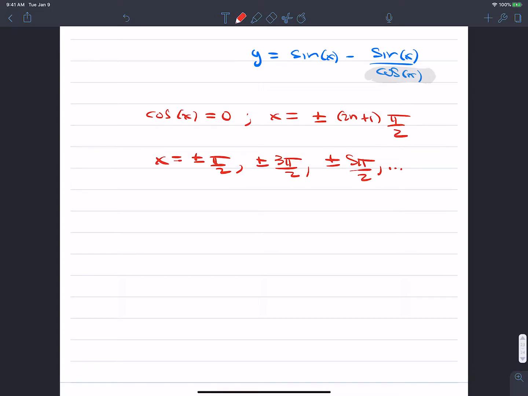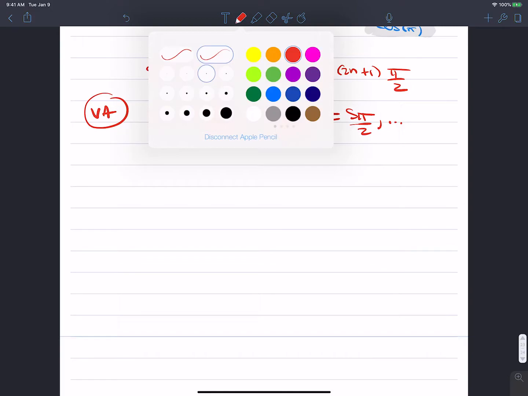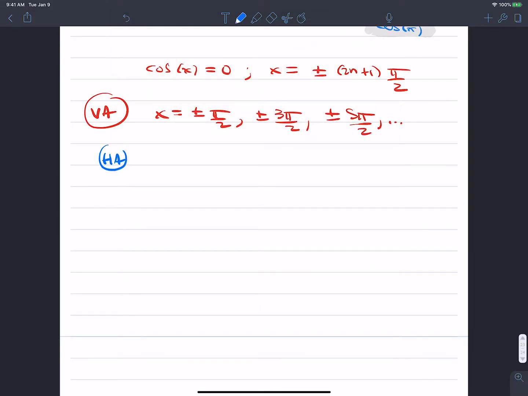So here we go. So this is a location of what kind of things did we just find? Vertical what? These are my vertical asymptotes. Now, let's go to these questions here, horizontal asymptotes, right? This is my location of vertical asymptotes. So for the horizontal asymptotes, we're going to have to look at that limit as x goes to infinity now for sine minus what? Tangent.